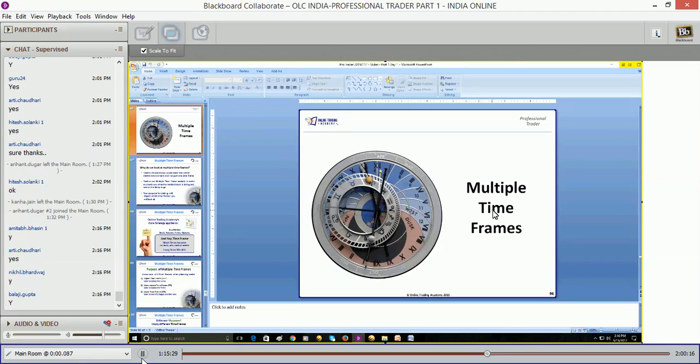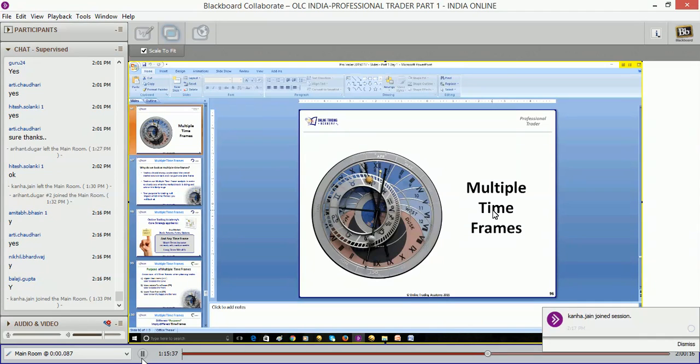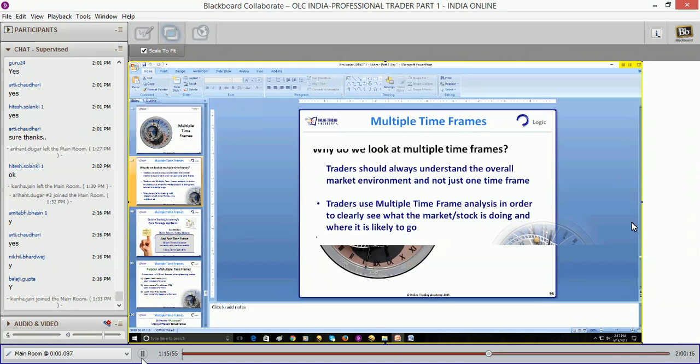Now sometimes you saw me going to the 60-minute chart, sometimes the daily chart, sometimes the 15-minute chart. It is very imperative to understand exactly which time frame I need to mark my zone in. We are going to understand 3 different types of time frames. So let's quickly go through it.